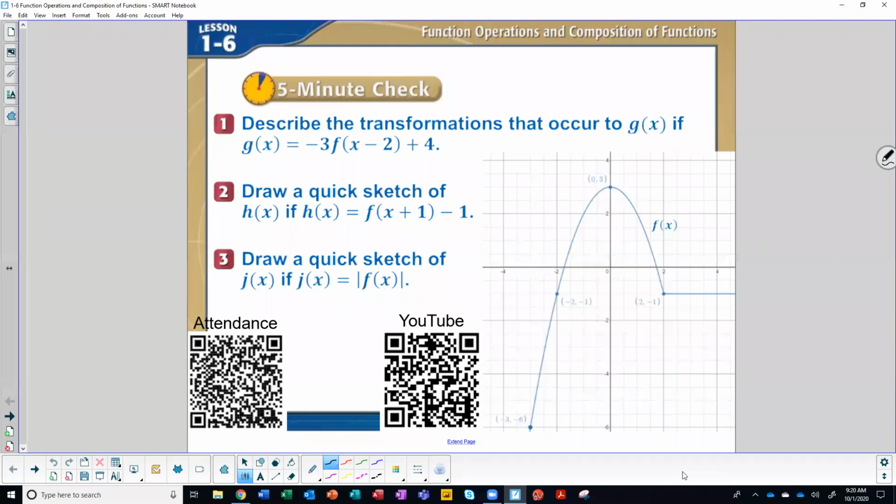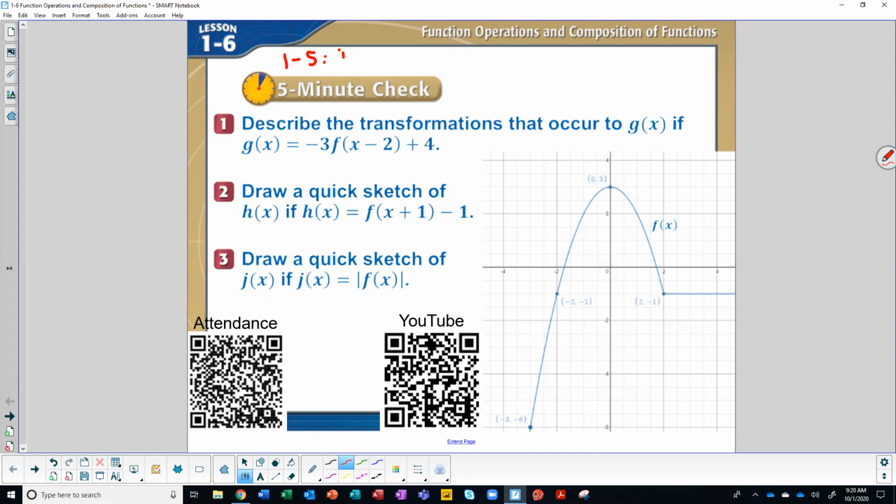All right, good morning. Welcome to lesson 1-6. So before we get going on 1-6, I want to review what we learned on 1-5. Particularly, 1-5 was about transformations. And on lesson 1-5, I had two rules with transformations.